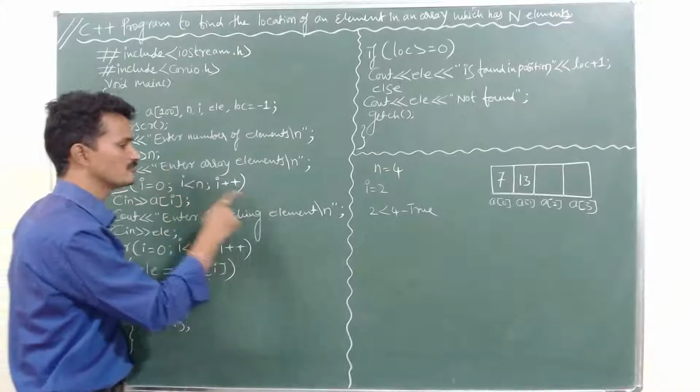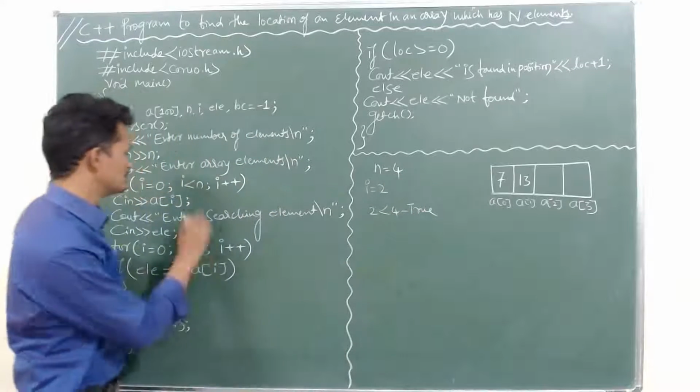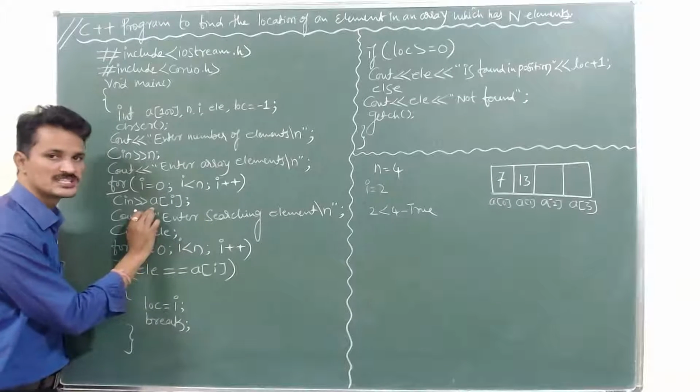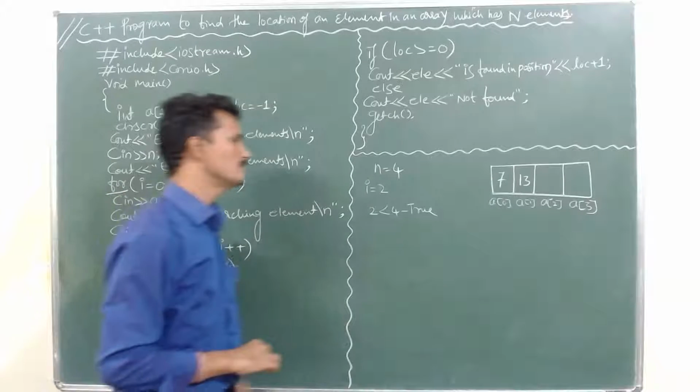2 is less than 5, 4. 2 is less than 4. Yes, it is true. Condition is true. When this condition is true, it means again I have to execute this input statement. See, stream expression A of I. A of I means what is the value of I?